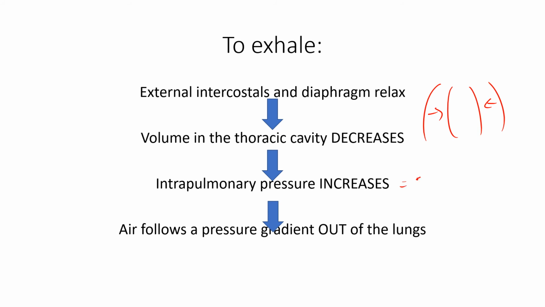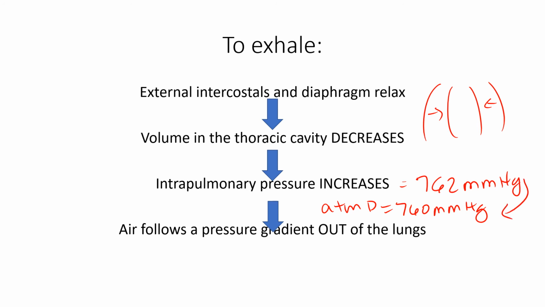Let's say this time we're looking at something like 762. How does that compare to atmospheric pressure? Do you remember what atmospheric pressure was? All right, now where's your greater number? Of course, air flows from the higher pressure to the lower pressure, and so inside your lungs we have a greater pressure. Outside your body, it's less. So we have air following a pressure gradient out of the lungs.